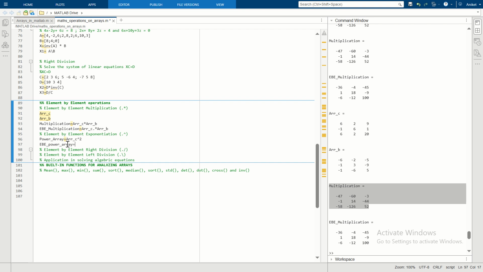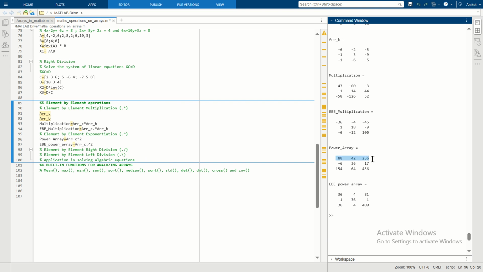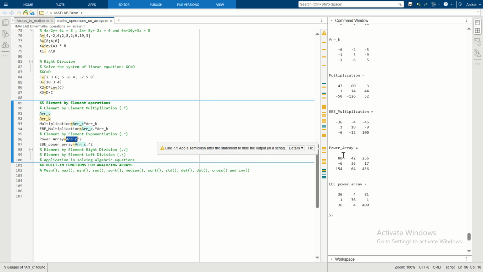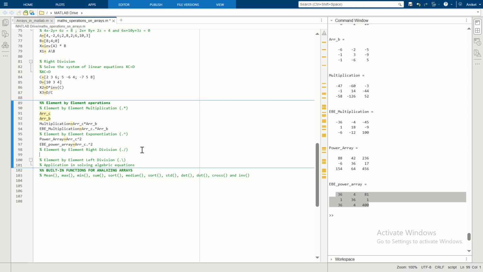Okay, then we will do it for the same array C. This time we will just add a dot before power. I can see here this is the square of AR underscore C, and if we do element by element exponentiation, we get these elements. So this is how you can do element by element exponentiation. You can perform the right division and left division also.